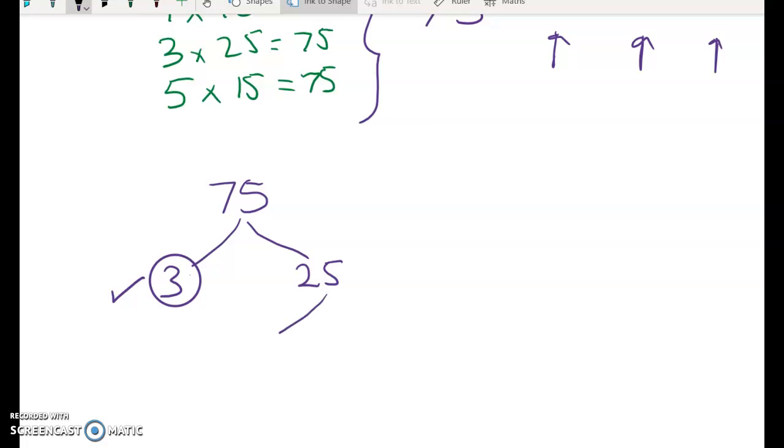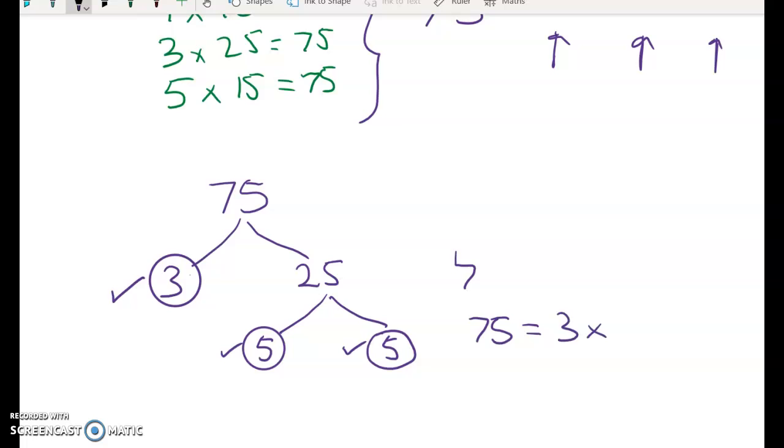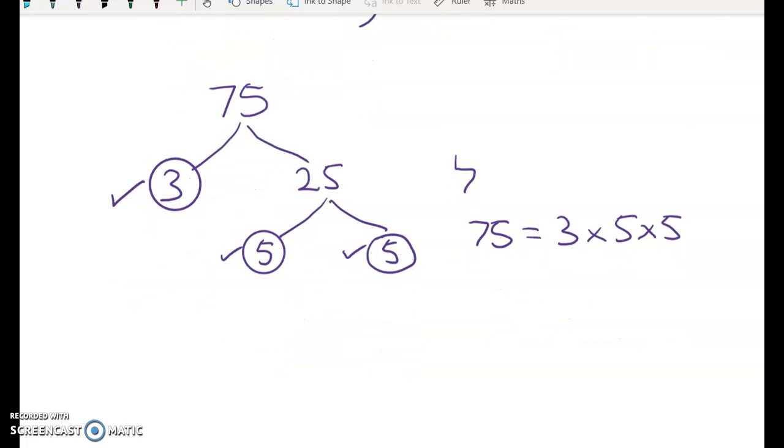25 is not a prime factor, so I find factors of 25. 5 times 5 makes 25. 5 is a prime factor, and 5 is a prime factor. So we can write 75 like this. 75 is equal to 3 times, instead of 25, we write 5 times 5. That's how we write a number as the product of prime factors. Sometimes we will write that like this. 3 times, instead of writing 5 times 5, we'll write 5 to the power of 2. I'm going to do that in the rest of this video.